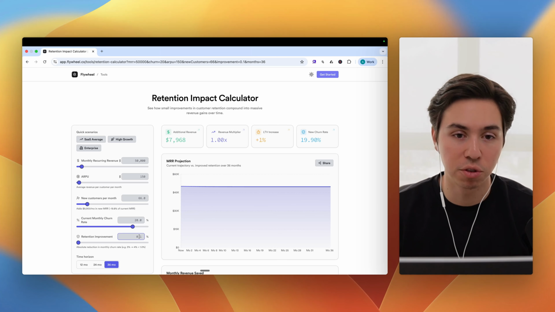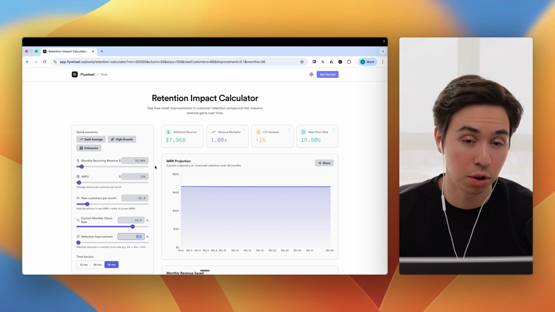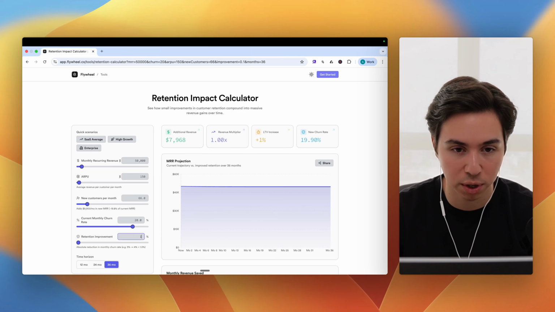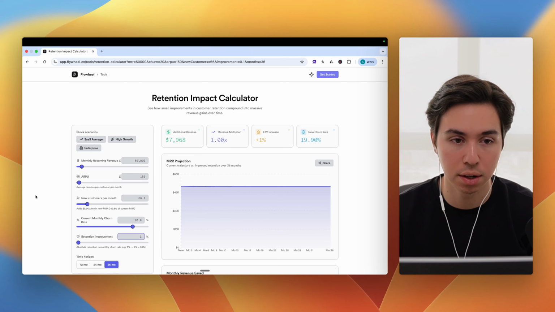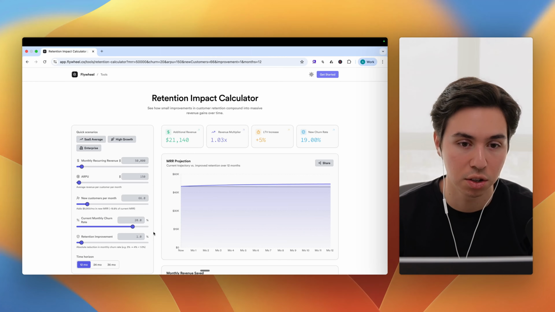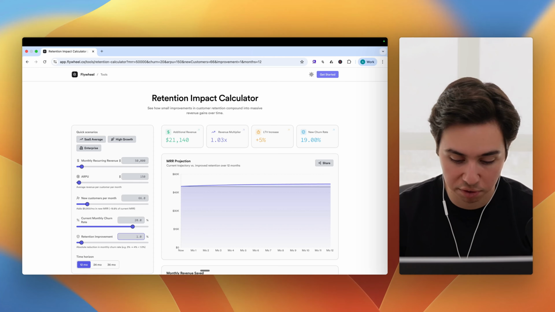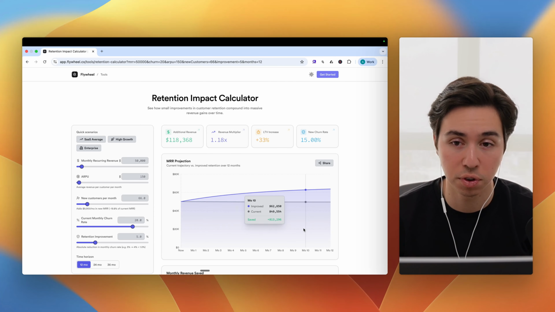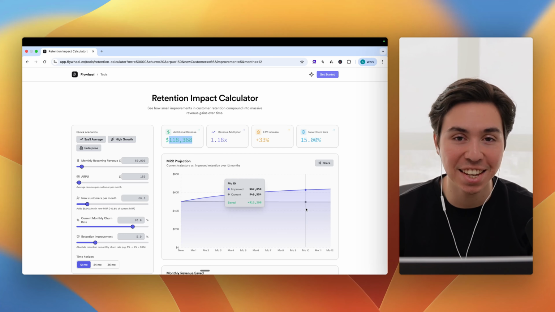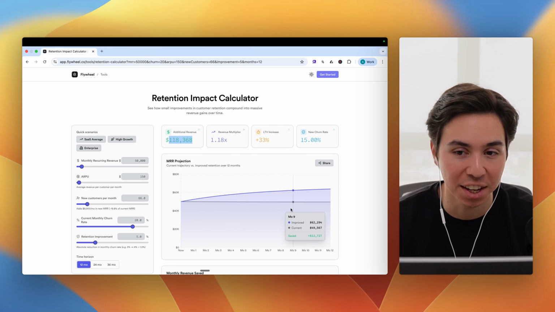Let's say you're doing 50K MRR. Let's say you drop your churn from 20 to 19, right? What happens there in a span of 12 months? So in 12 months, you are saving $2.5 thousand. Now let's say you drop it by 5%, to 15%. What happens now? Oh, okay. Now we're seeing an extra $118,000 a year that you're saving.